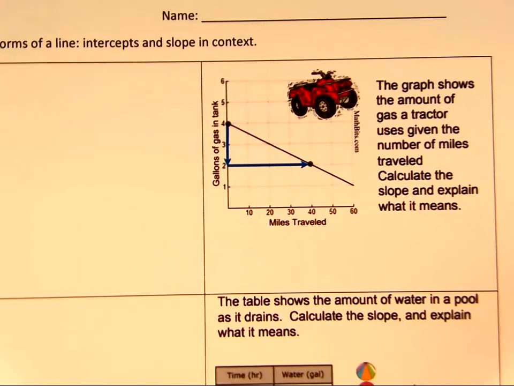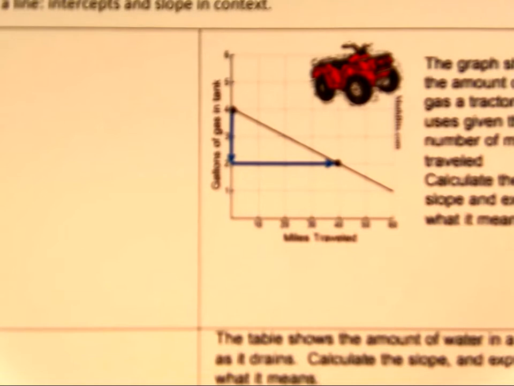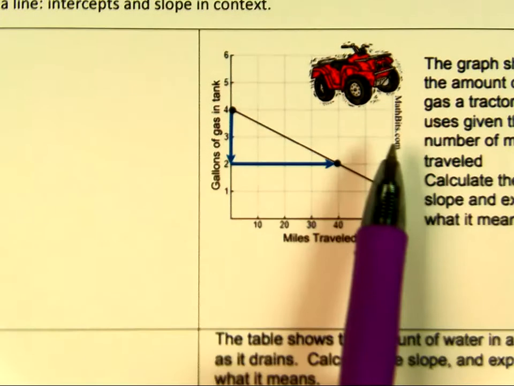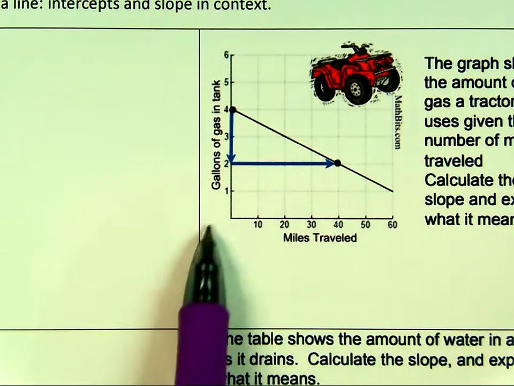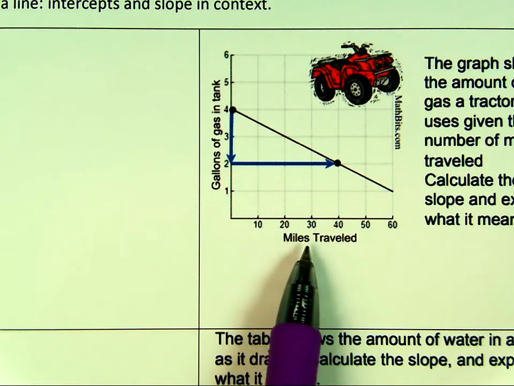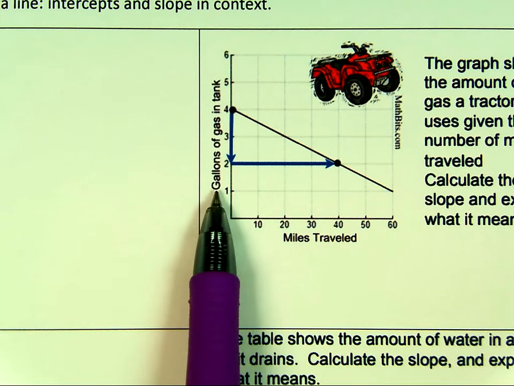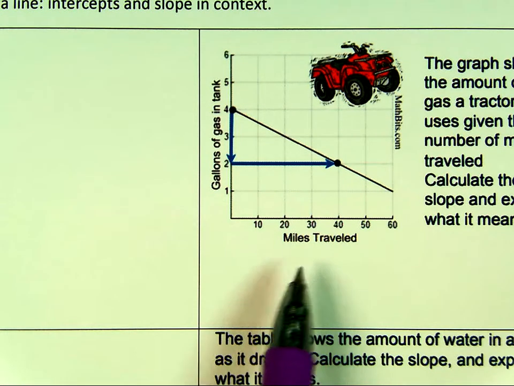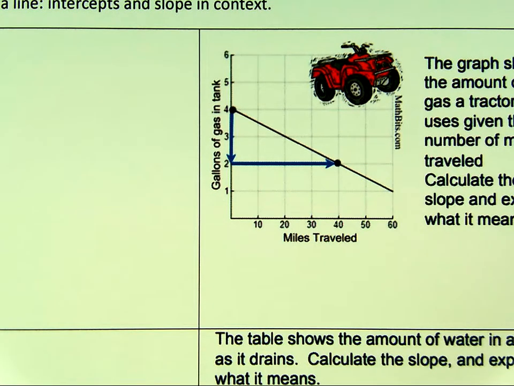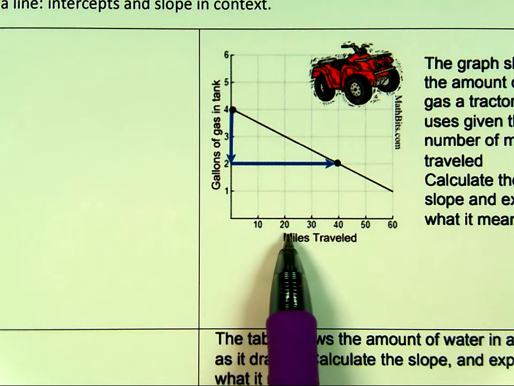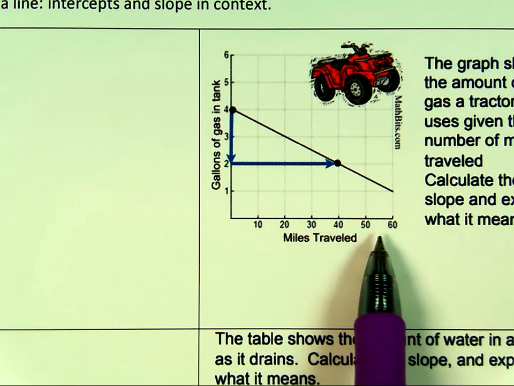When you look at a graph, you want to definitely notice there's a title to it. So there's no title to this one, but see a little four-wheeler up here. We want to notice what the x and y-axis are labeled because that will help us with our context. So this says gallons of gas in the tank, and this says miles traveled. So we all know that as you go down the road, going farther and farther, you're using gas.